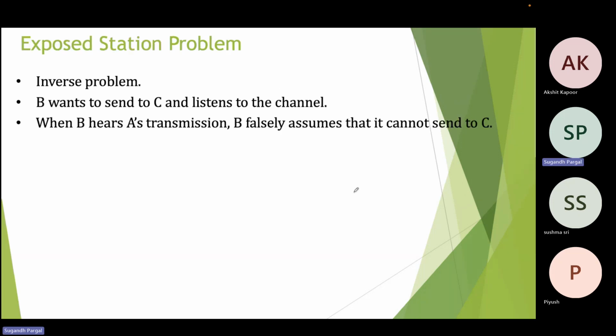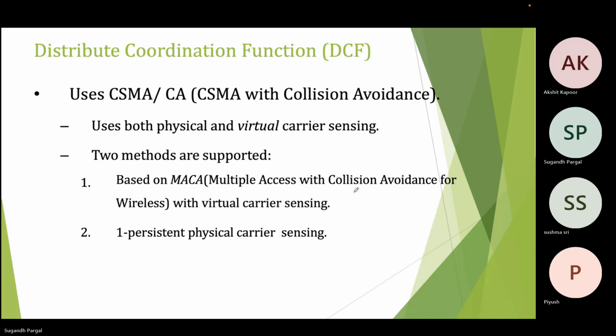Then the exposed station problem is the inverse problem. B wants to send to C and listens to the channel. But when B hears A's transmission, B falsely assumes that it cannot send to C, but it can send to C.